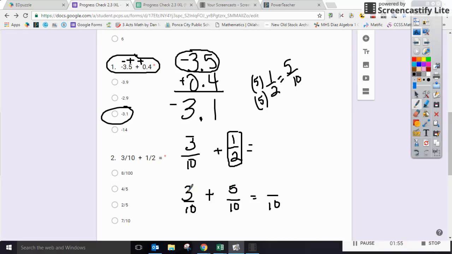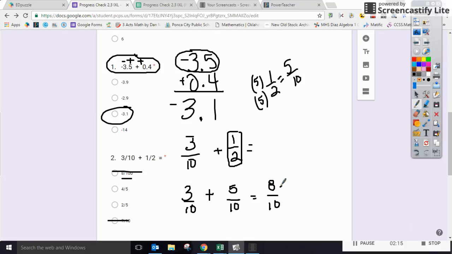Now, adding fractions, add across the top. 3 plus 5 is this. Now, this is not the same as that. So we know that cannot be the answer. And we know this is not the answer because it has the same denominator.